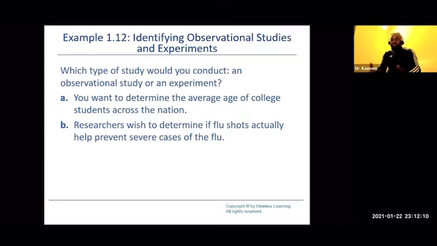Okay, but take a look at the second one. Researchers wish to determine if flu shots actually help prevent severe cases of the flu. You actually need to go experimental. You need to go experimental here, in the sense that I'm going to give you an example right now. Two companies in the world claimed to have developed a success story. They claim to have a success story in developing a COVID vaccine.